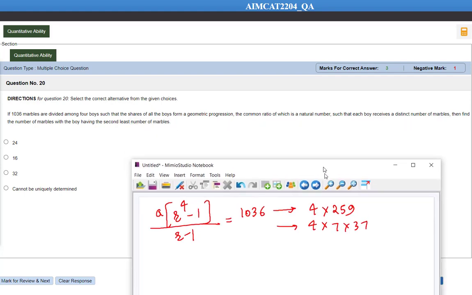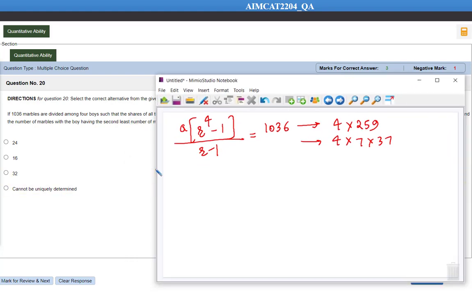Since there are variables, we need to do trial and error. One of the options is cannot be determined uniquely, but it's risky to choose that. So let's do this. I think the value of r is going to be something like 2, 3, 4, 5. So let's put the values.